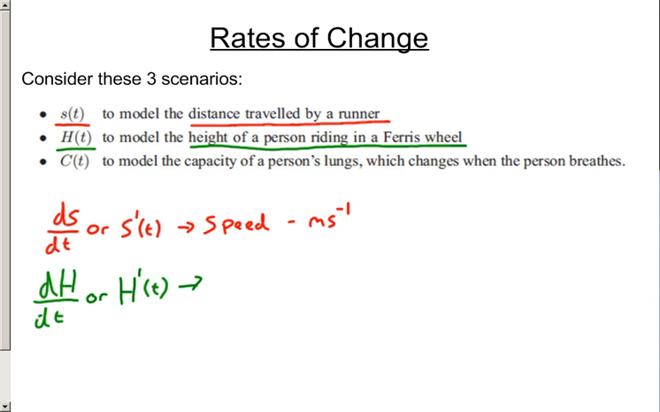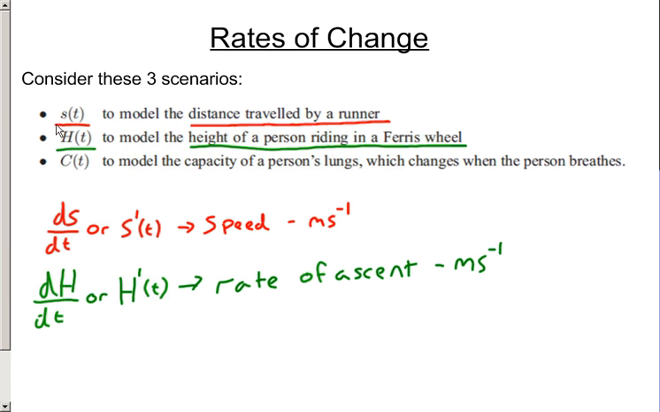So it's actually what we would call the rate of ascent. Not the speed at which the person is travelling, but the speed at which they're going up and down. Because actually in this case, the person is travelling both up and down and to the left and right, because the Ferris wheel is circular. But again, this might be measured in meters per second or kilometers per hour, same units here.